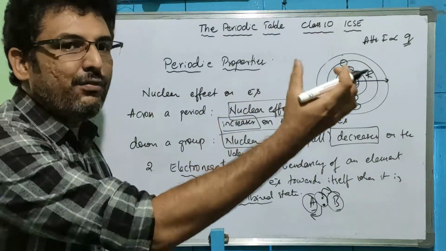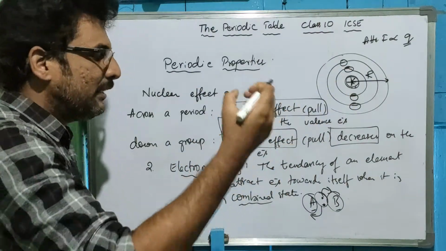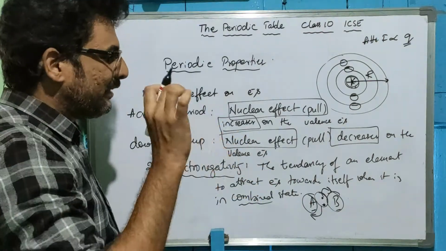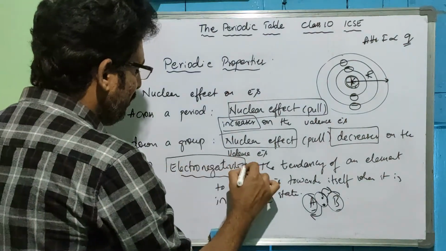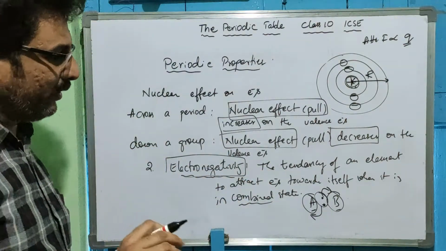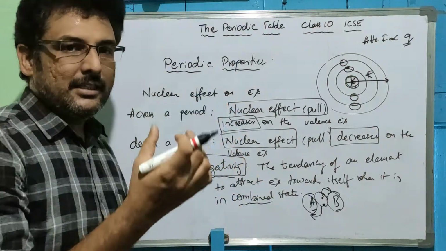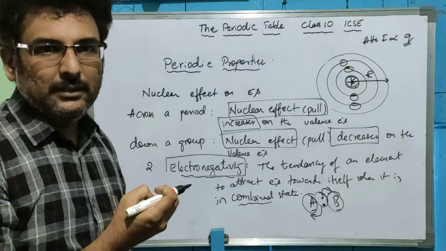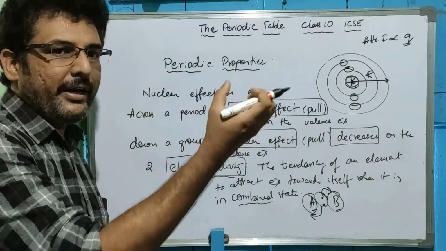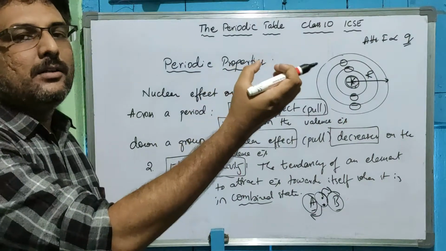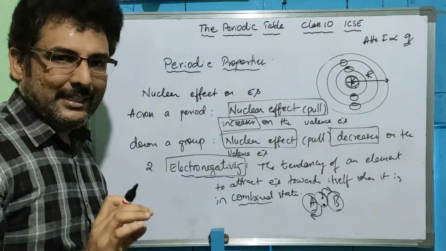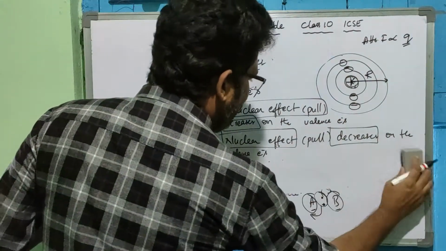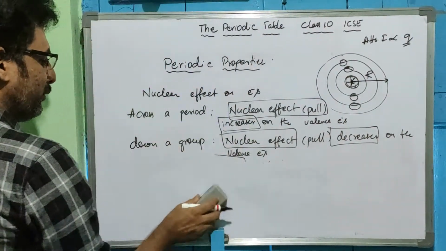That tendency of attracting electrons towards itself when they are in combined state, that nature, is called electronegativity. So you can simply understand what electronegativity is. It is nothing but the pulling of the electrons. Electronegativity is the nature of the element to pull the electrons towards itself. Now let's see how it changes across a period and down a group.